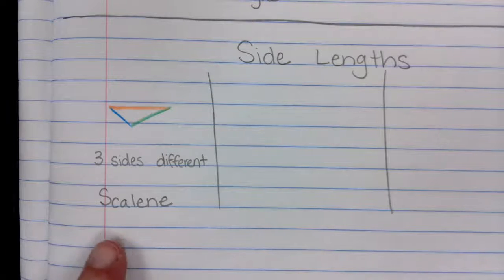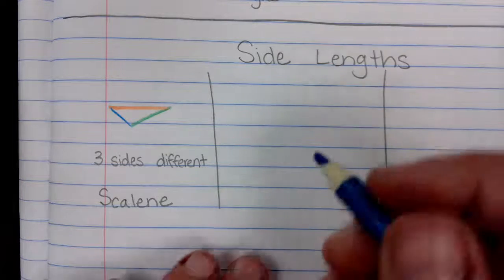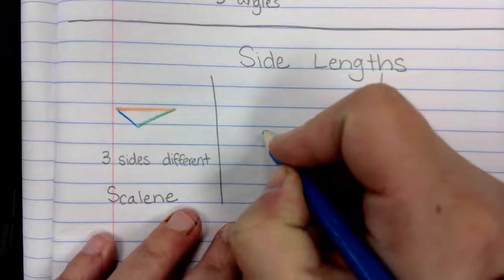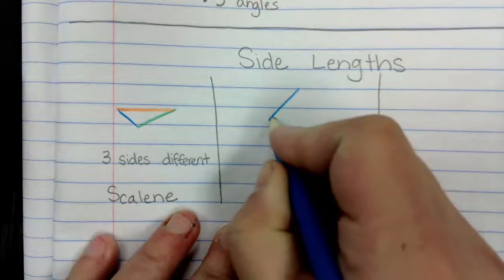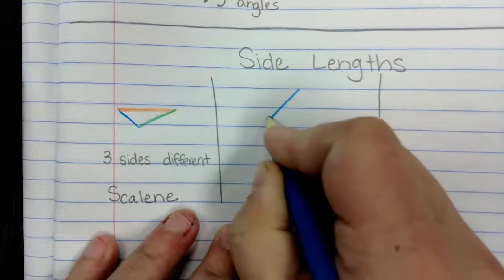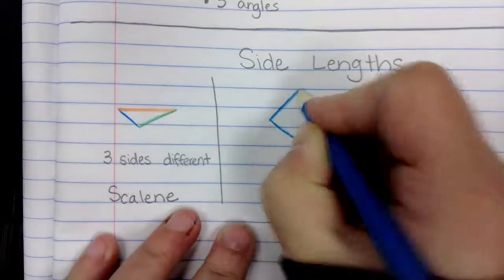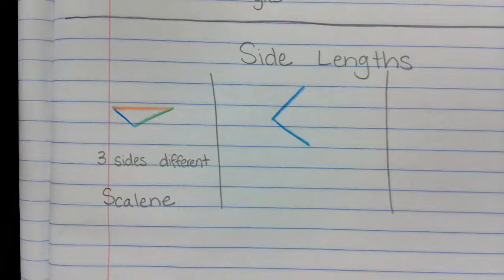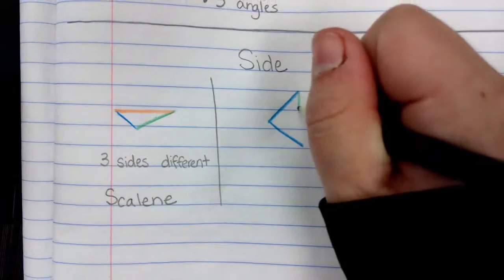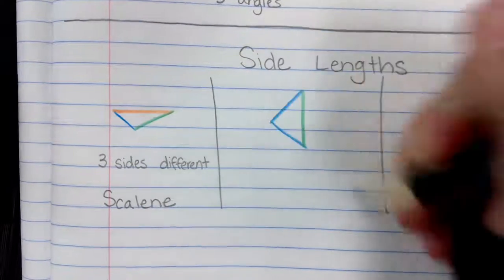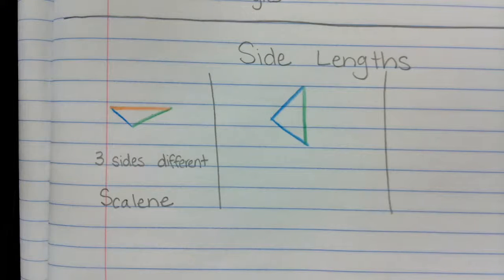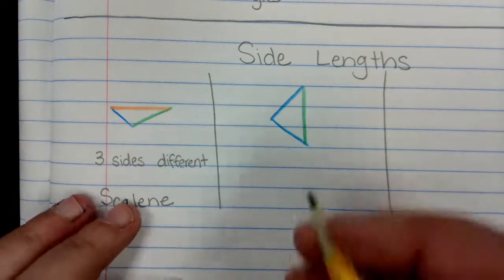Okay, if we have a triangle where two of the sides are the same amount, so I'm going to do that with the same color because those are the same, and one side is different. Okay? So two sides are the same, or two sides are equal.